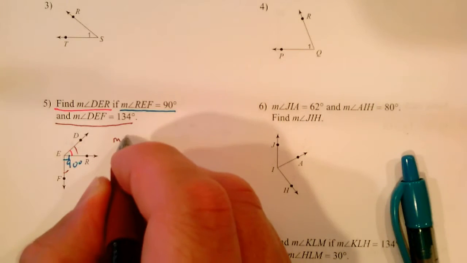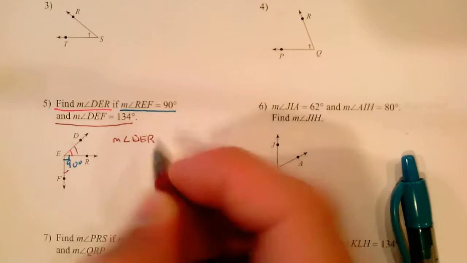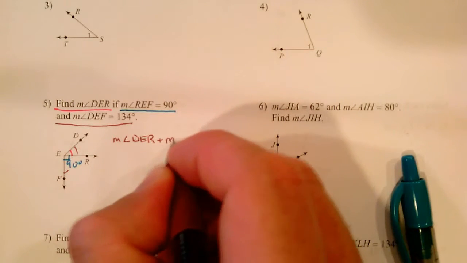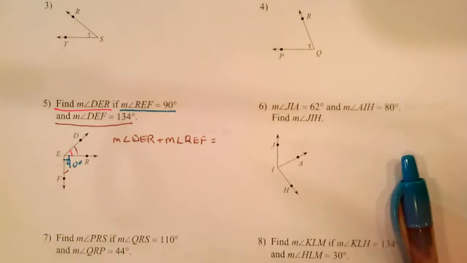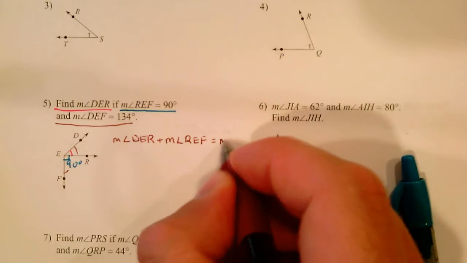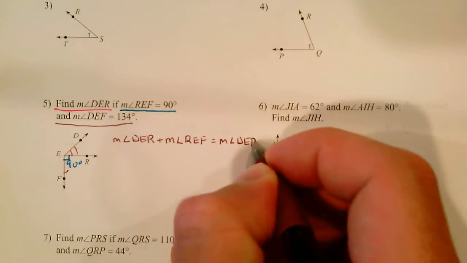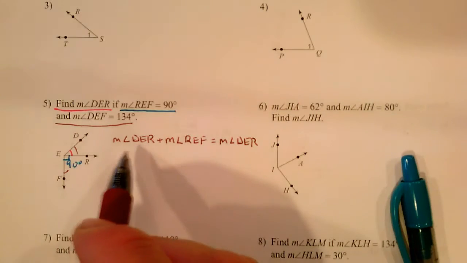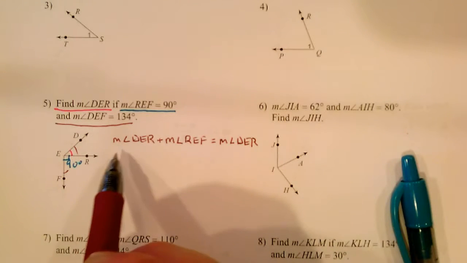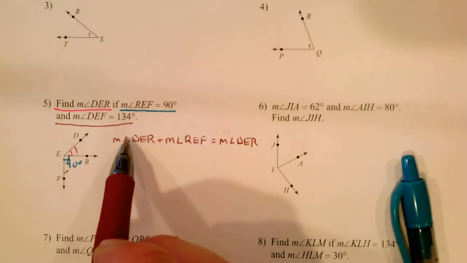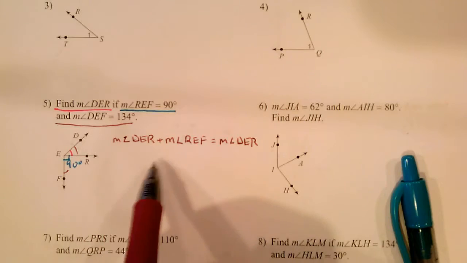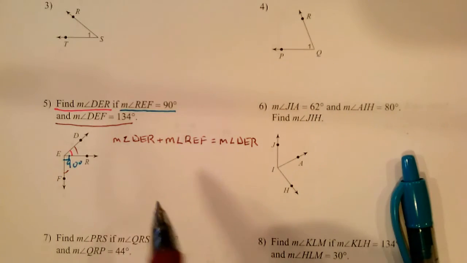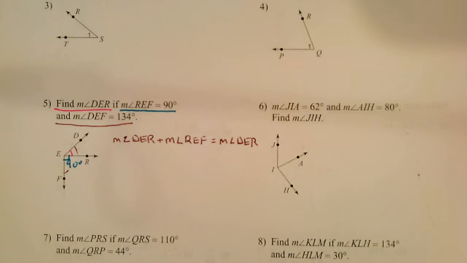So we have measure of angle DER plus measure of angle REF equals measure of angle DEF. And I think I may not have mentioned this in the last video, but here, this little M in front, remember we talked about this symbol here means angle. The little M in front means measure of angle DER. So here you see this, it's a number. It's some size of an angle. Okay, so now let's see.